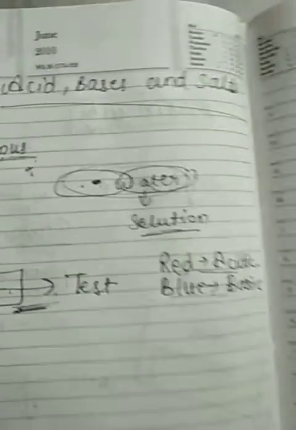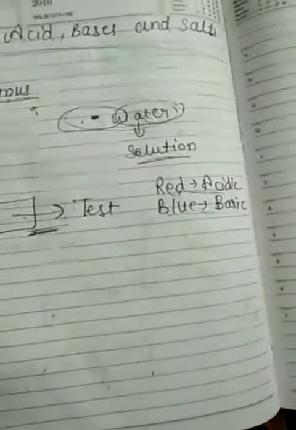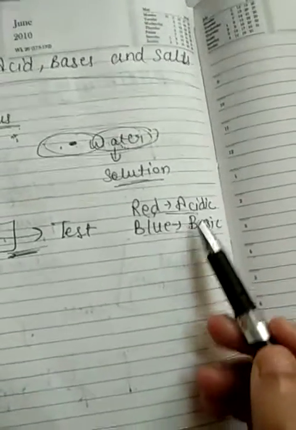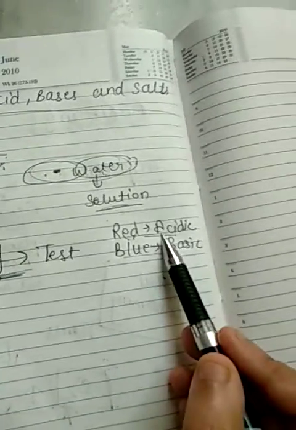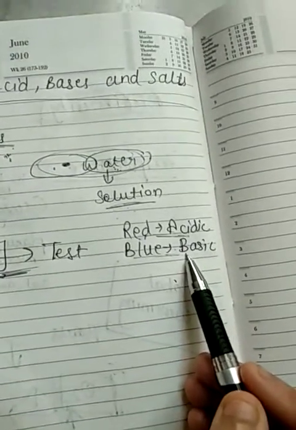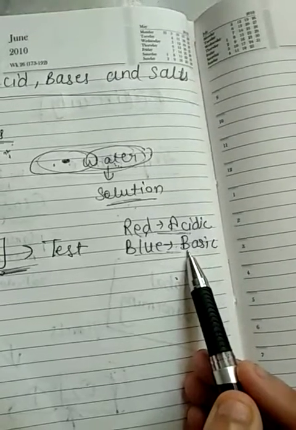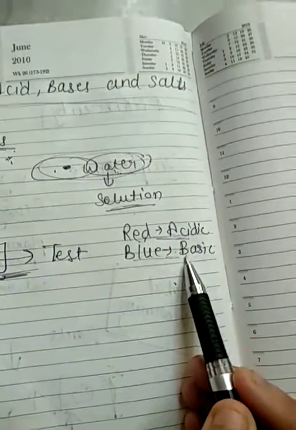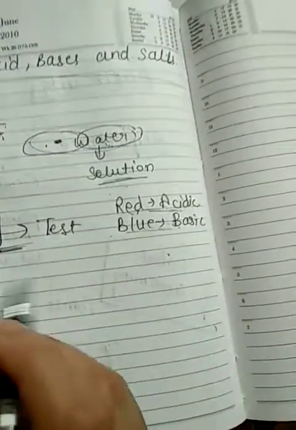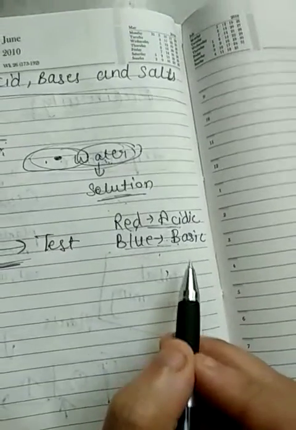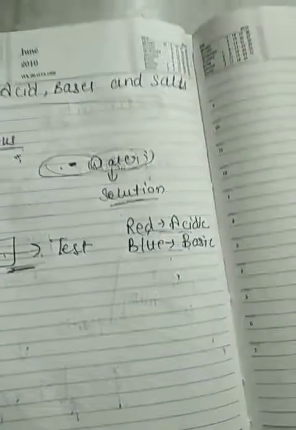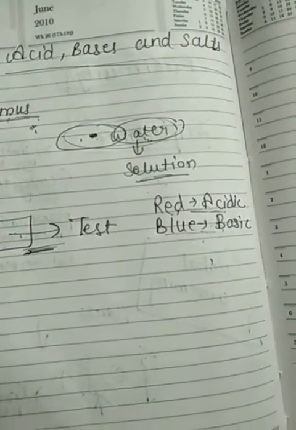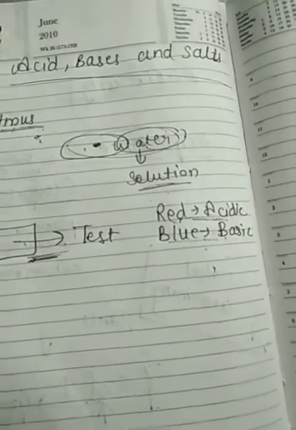So why do you think litmus is used as an indicator? Because of these different colors. It reacts differently with acid and base. It gives red color with acid and blue with base. So it turns red in acidic solution and blue in basic solution. This is good enough to say that litmus is used as an indicator. It is in fact a very commonly used indicator.